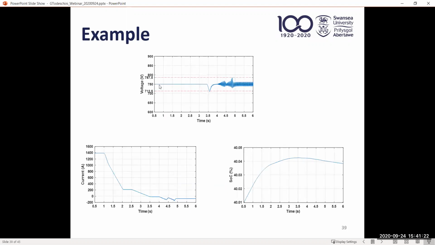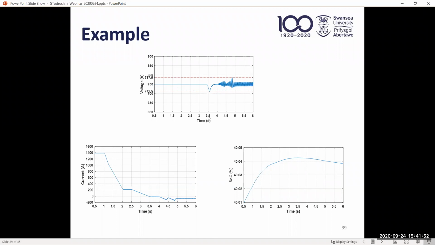The voltage at the DC bus is shown here. You can see when there is a reverse power flow from the battery, this voltage is more oscillatory. And in this figure, we overlap the plus minus 5% limits. That's what is in the power quality standards. And this is quite common worldwide. You can see that the voltage stays within these limits, except for a very short time here.